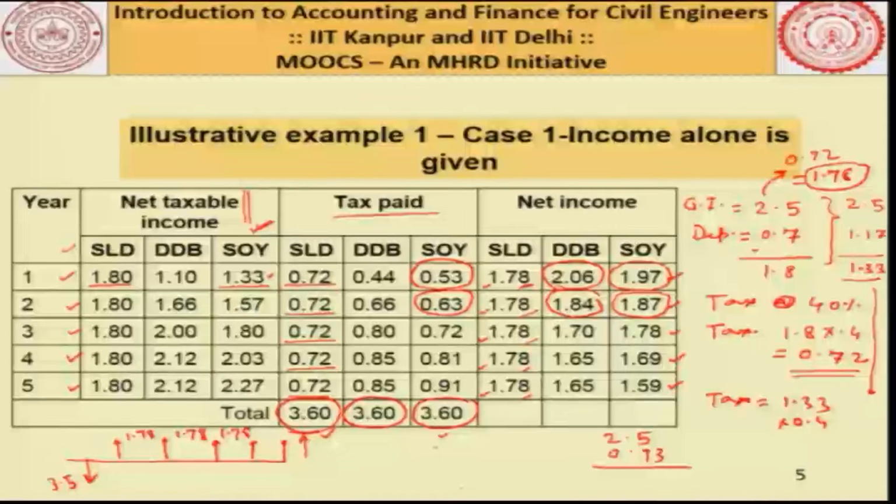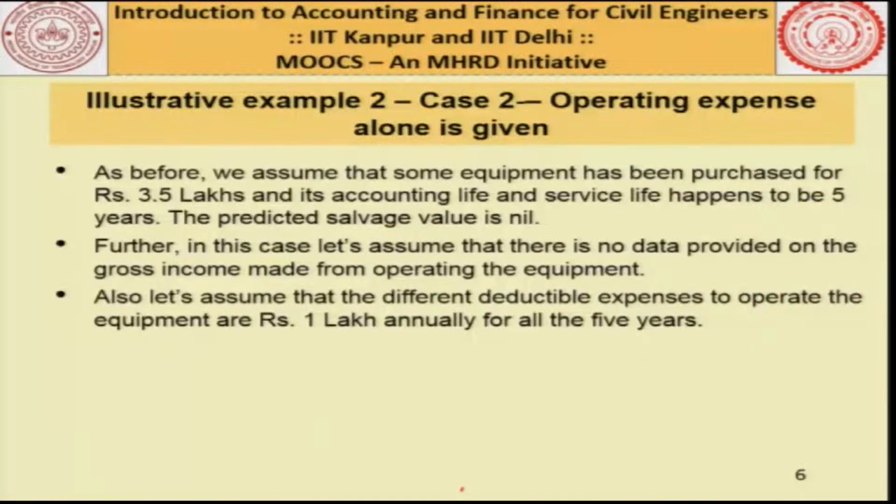Now, we move to the next case for the same example, and in this case we are given operating expense alone. So, if you remember similar type of problem, we did it in the previous lecture where we discussed the expense part alone. If you remember, you had two options of equipment A and equipment B, and for both of them you were given only the operating expenses. Now, in this case, let us assume that the equipment is purchased for 3.5 lakh, life is 5 years, salvage value is nil. So, this is as before.